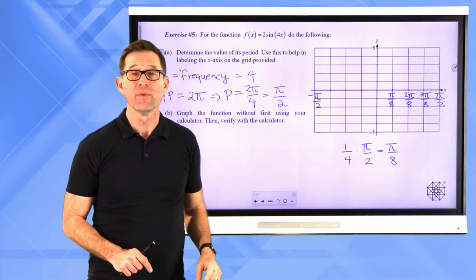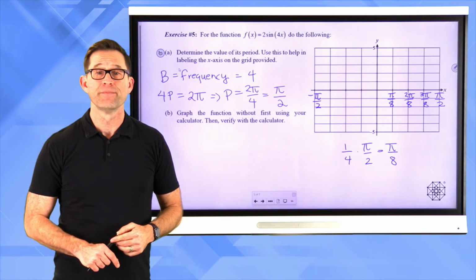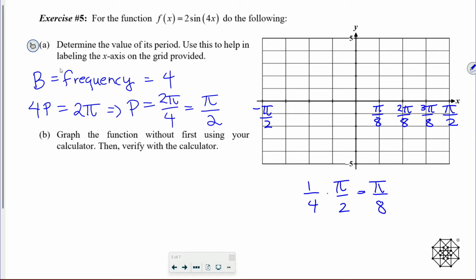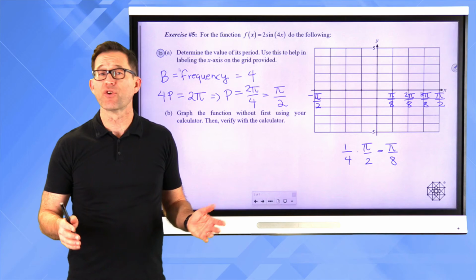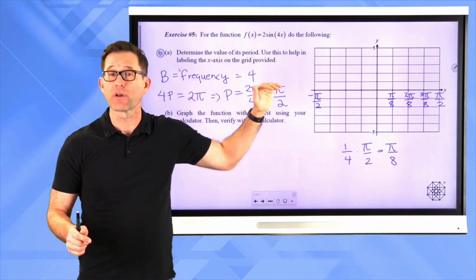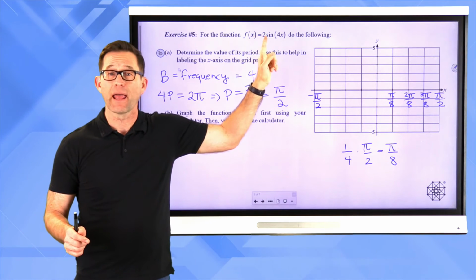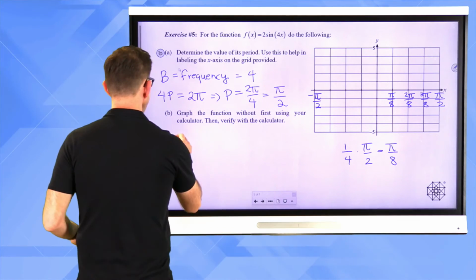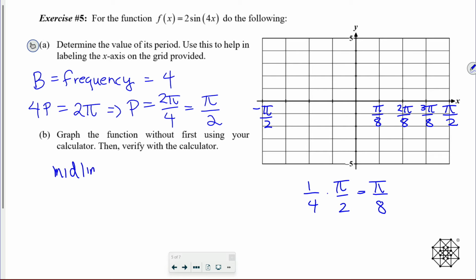Whew. Anyway, let's take a look at letter B. Graph the function without first using your calculator, then verify with the calculator. All right, well now I just want to graph the normal sine function, right? It's got a midline of 0 since we haven't vertically shifted it at all. It's got an amplitude of 2. So let's first say we've got our midline of y equals 0, which is just the x-axis. And we've got an amplitude of 2.